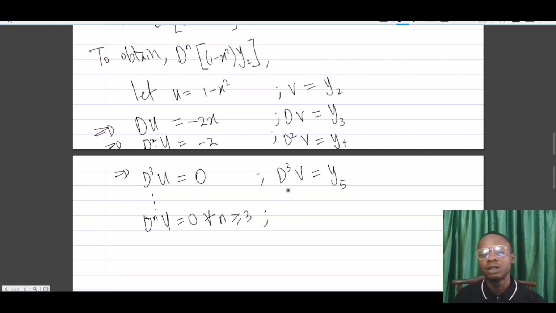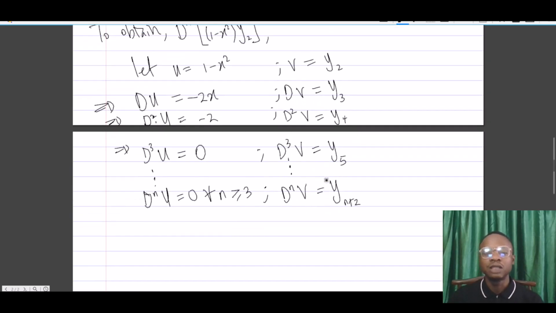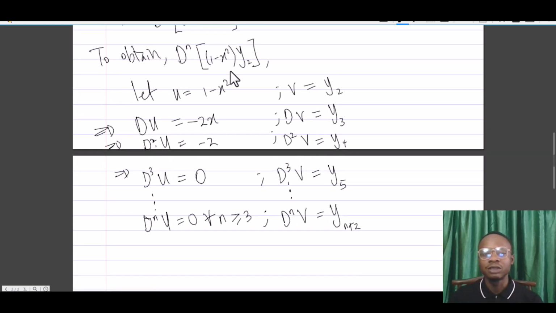And we can also observe a general formula for this already. The pattern is obvious. That means the nth derivative of v will be, you can see when it is 3, this is 5. When it is 2, this was 4. So basically when it is n, this will be y sub n plus 2. So that's the general expression. So we are good to go. We know all the things that we need to put into our Leibniz formula that we've obtained before. So we're going to use that quickly to sort this derivative.